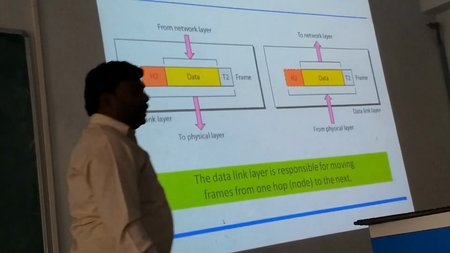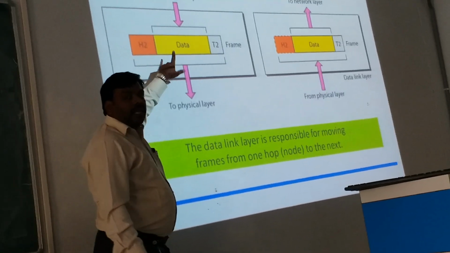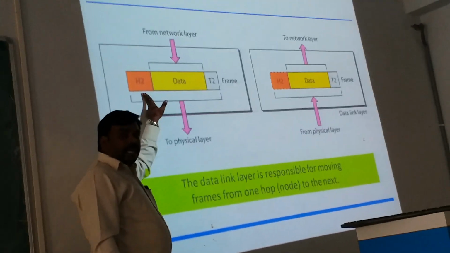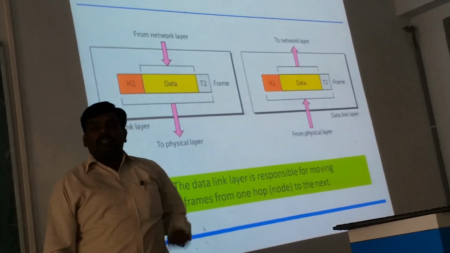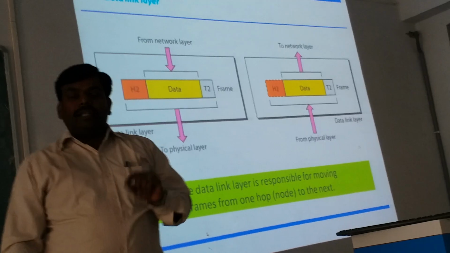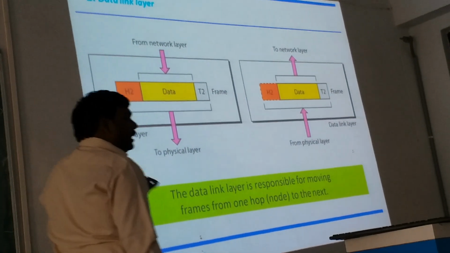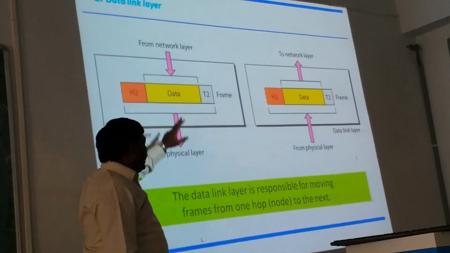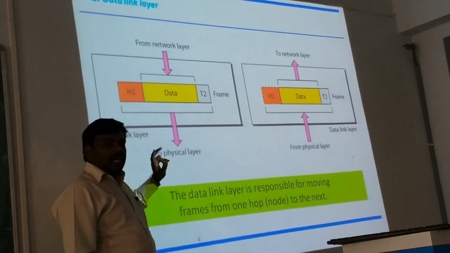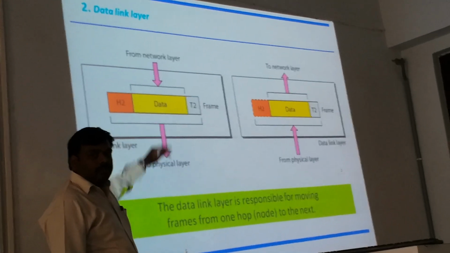Next coming to the data link layer. The data comes from the network layer to the data link layer. Here it adds a header and T2. T2 is nothing but the trailer. What is the use of adding the trailer? It is used for error checking purposes. So if the data contains any errors, the trailer will be checked. Then the data will be sent to the physical layer. Here the data is in the form of frames.